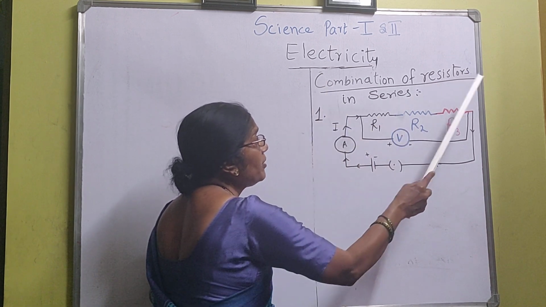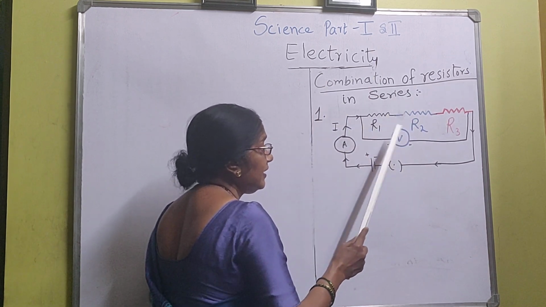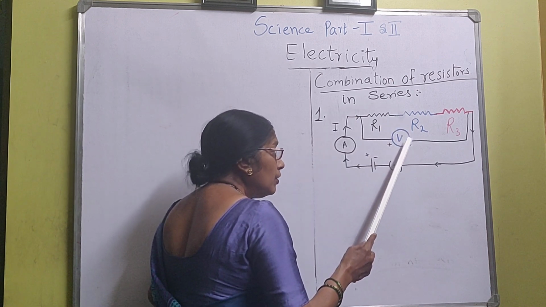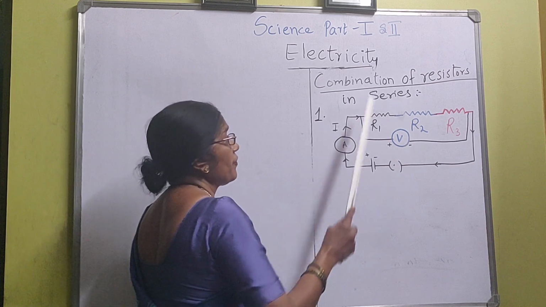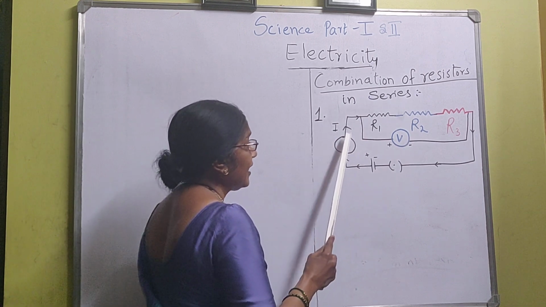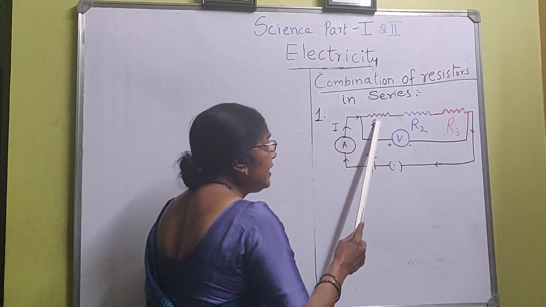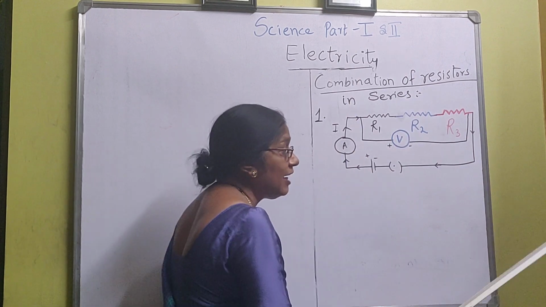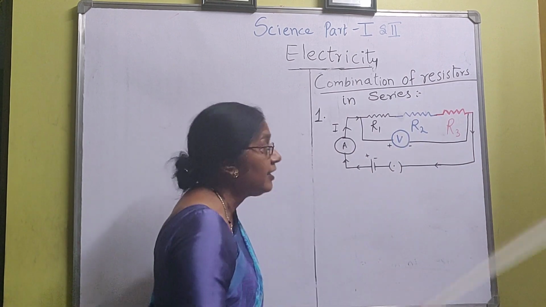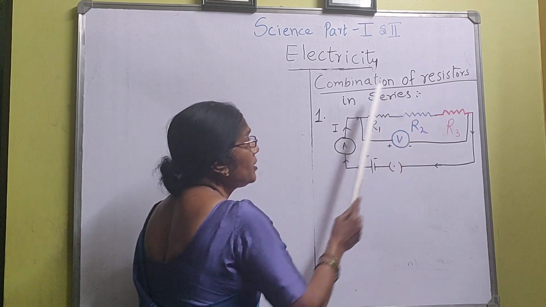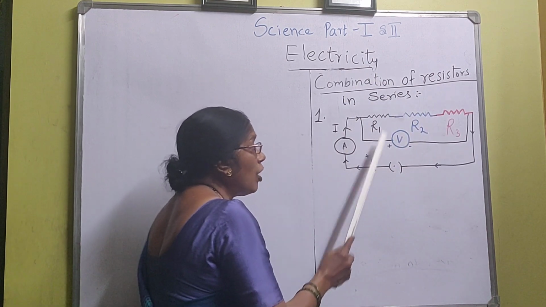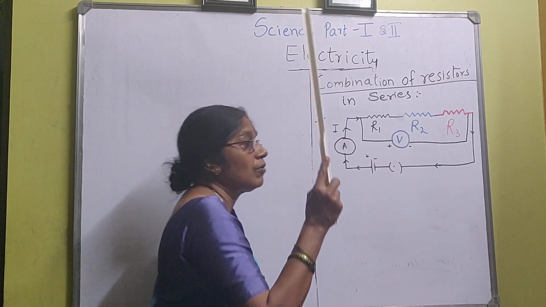Let us see, when a combination of resistors is connected in series, what will be the voltage and what will be the current. In a combination of resistors in series, it is said that the flow of current in each resistor will be the same. It will be constant. The flow of current will be constant. Always remember, in a combination of resistors in series, the flow of current is always constant.